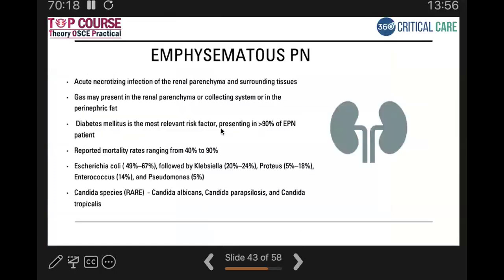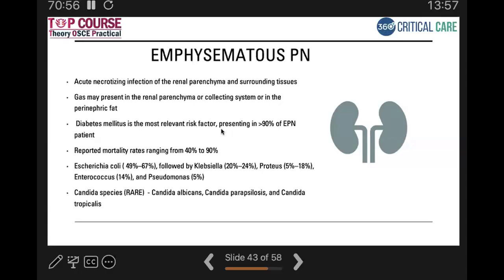Okay. Coming on to emphysematous pyelonephritis. So emphysematous pyelonephritis is nothing but an acute necrotizing infection of the renal parenchyma and the surrounding tissue. Gas may be present in the renal parenchyma, in the collecting system, or in the perinephric fat. Okay. The most common important risk factor for a patient to develop emphysematous pyelonephritis, or even any emphysematous change like cholecystitis and cystitis, is diabetes mellitus. Okay. It's very common in diabetes mellitus patients, and the reported mortality is around 40 to 90%.